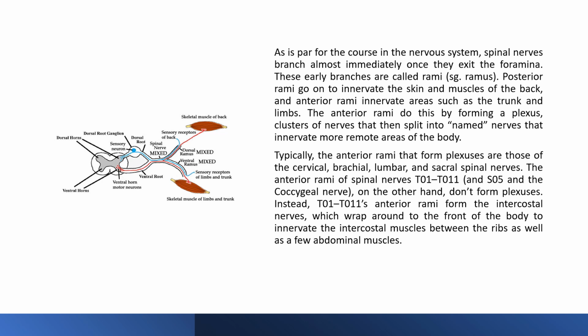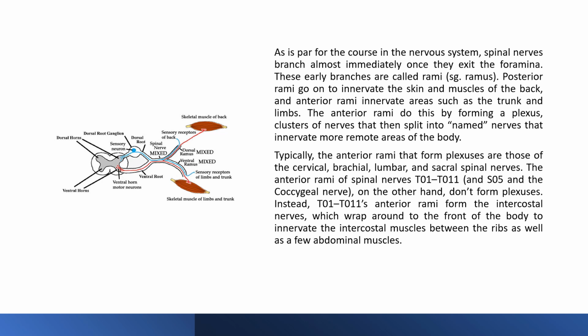The anterior rami do this by forming a plexus, which is clusters of nerves that then split into named nerves that innervate more remote areas of the body. Typically, the anterior rami that form plexuses are those of the cervical, brachial, lumbar, and sacral spinal nerves. The anterior rami of spinal nerves T1 through T11, and S5 and the coccygeal nerve, on the other hand, do not form plexuses.